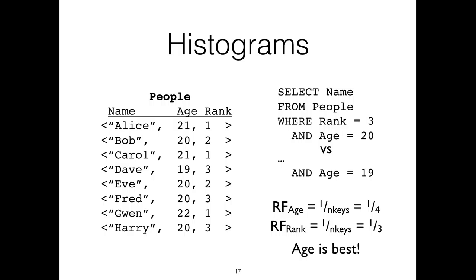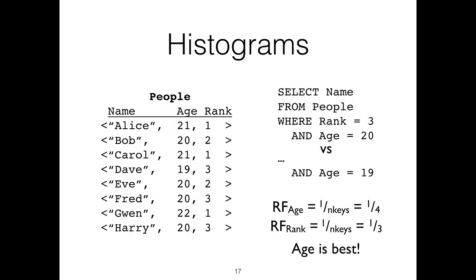So, well, simple math, I'd like to take the one that filters out the most first. So in this particular case, I'd prefer to filter out on age before I filter out on rank. Questions? Yeah. Say again?